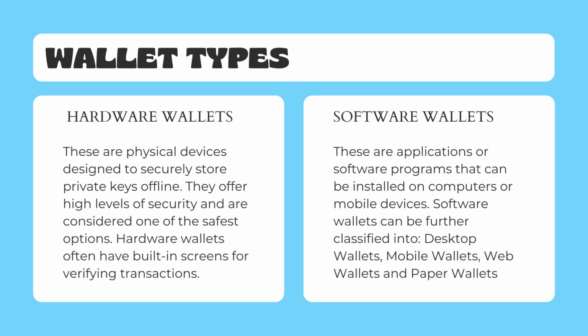And the last one is paper wallet. A paper wallet involves printing the public and private keys on paper. It is an offline method of storing Bitcoin and it is considered a cold storage option. Care must be taken to securely generate and store paper wallet.